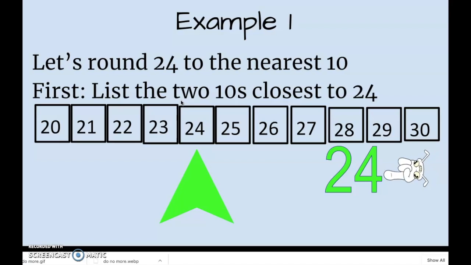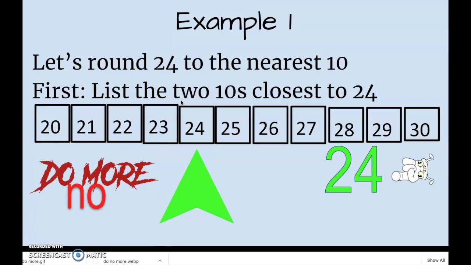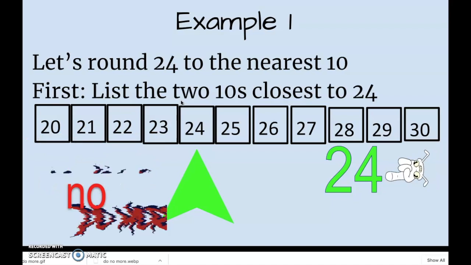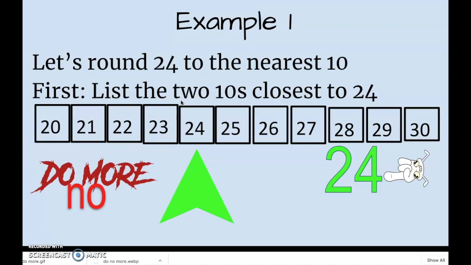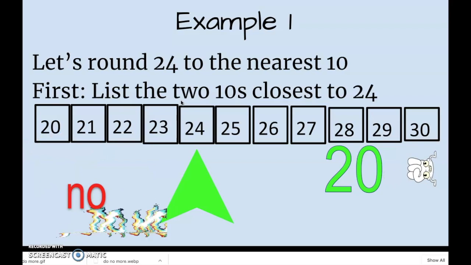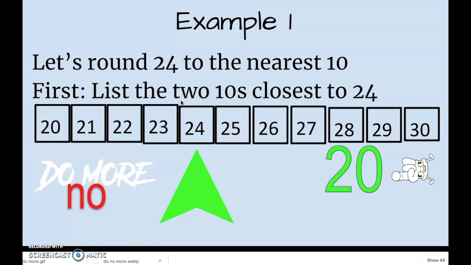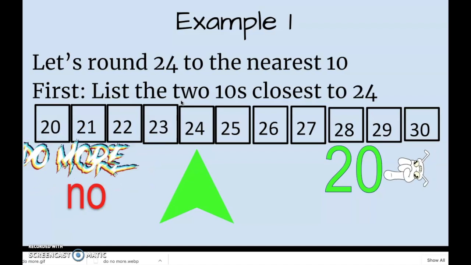So which one did we decide? If you say do no more, you're correct because we had 4. So we're going to keep our 2, which is in the tens place, and our number in the ones place is going to get replaced by a 0. There we go. So let's answer our question. It says let's round 24 to the nearest 10. So which 10 is 24 closest to? 24 is closest to 20.